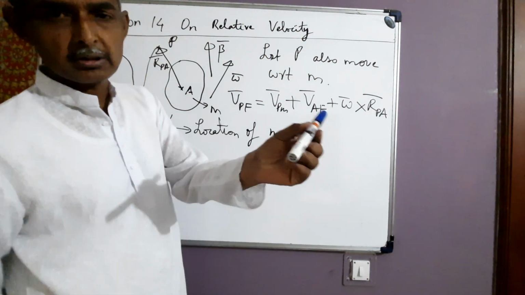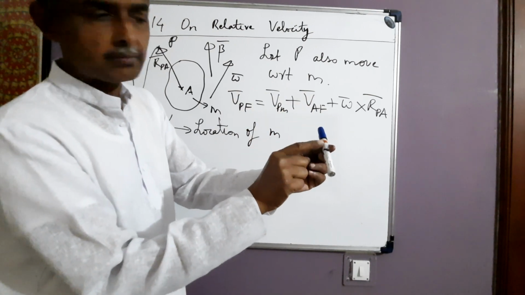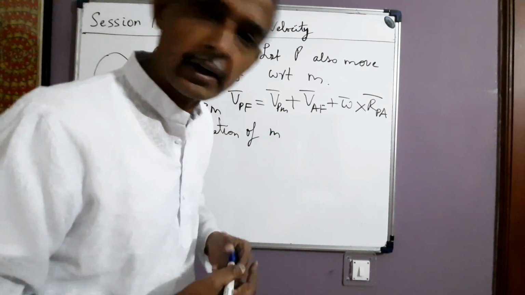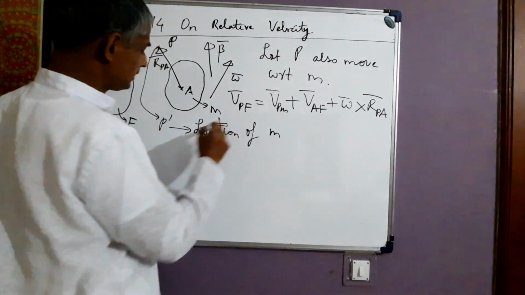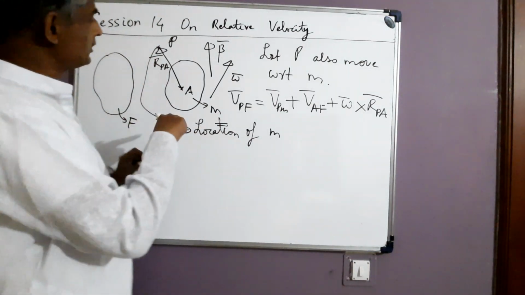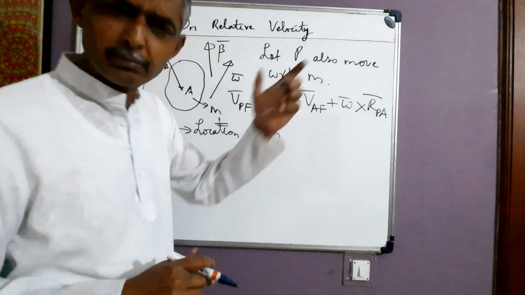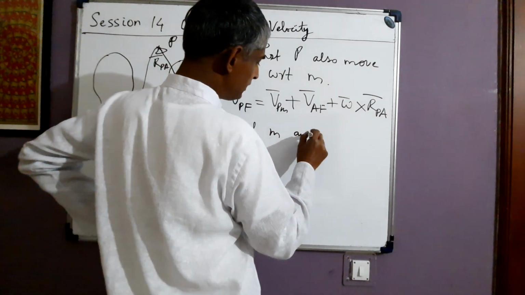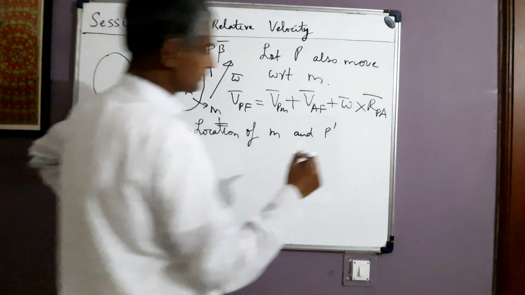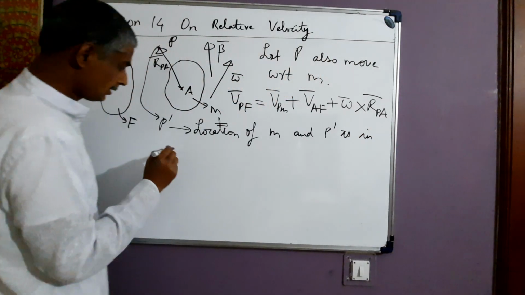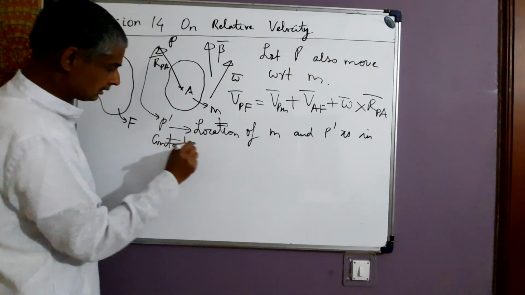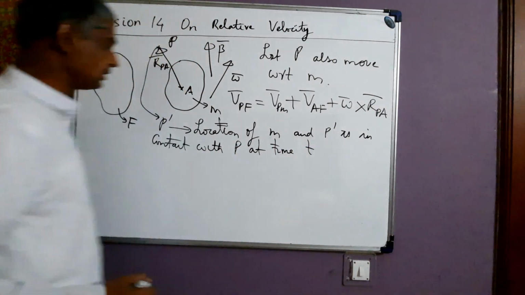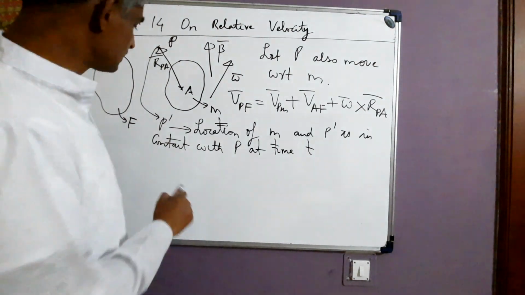Real location meaning its material point. Suppose this pen is the rigid body M. Any point where its matter exists is a material point. So P dash is a location of M, either a real location or an imaginary location of M, which I fully explained in previous videos. P dash is the location of M and P dash is in contact with P at time t.